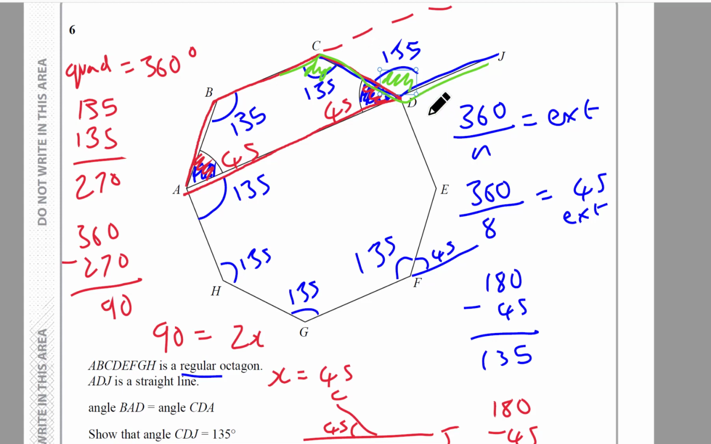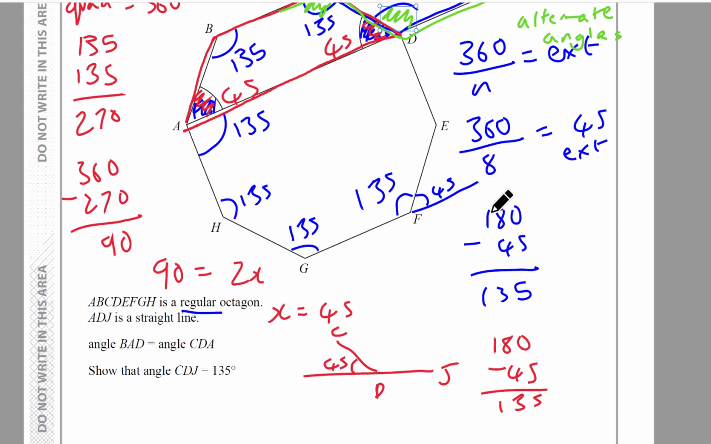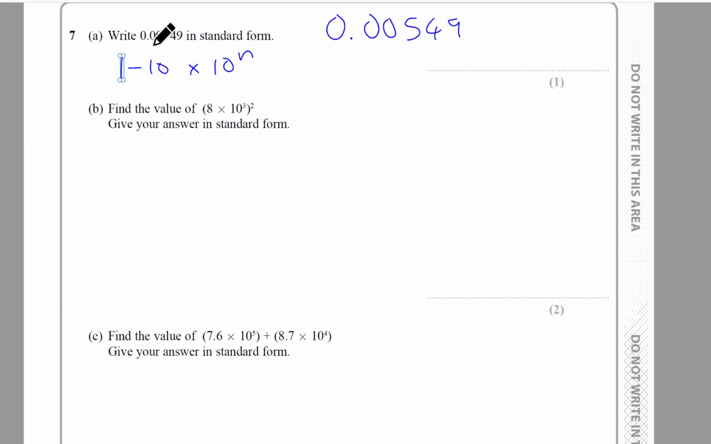BCD and CDJ are alternate angles. Alternate angles, and so there's more than one way. You're still going to get full marks either way. So this is standard form.